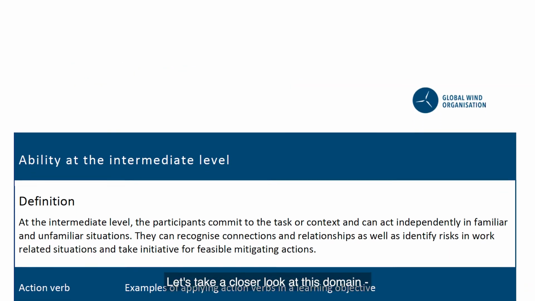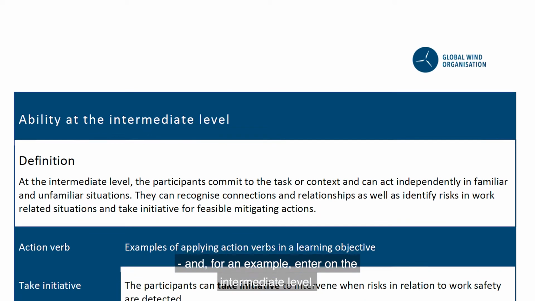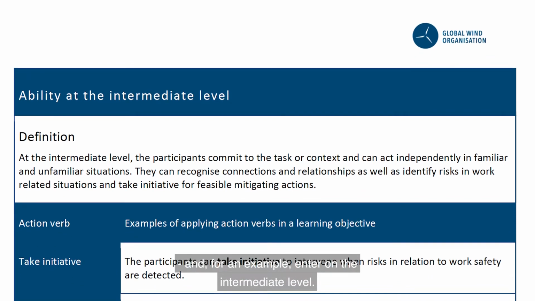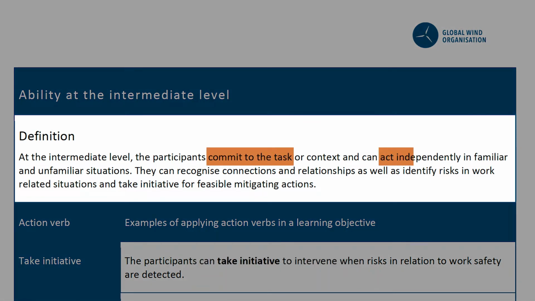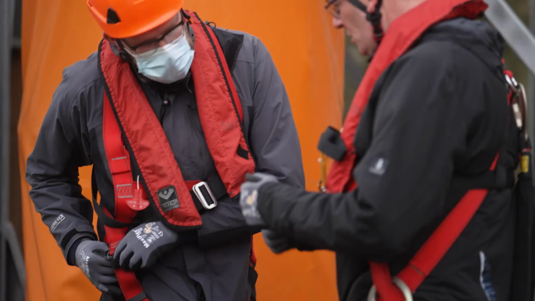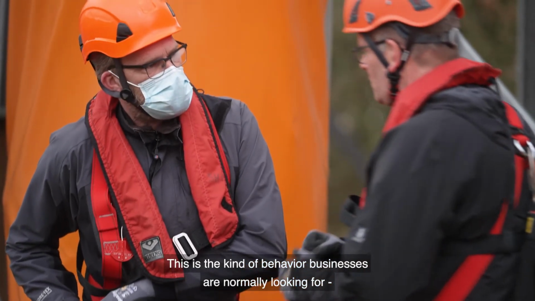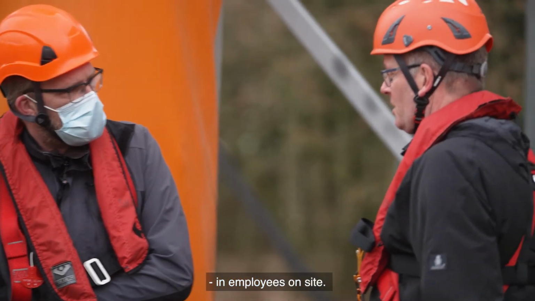Let's take a closer look at this domain and, for an example, enter on the intermediate level. This level of ability is characterized by the participant's ability to commit to the task and act independently in both familiar and unfamiliar situations. This is the kind of behavior businesses are normally looking for in employees on site.